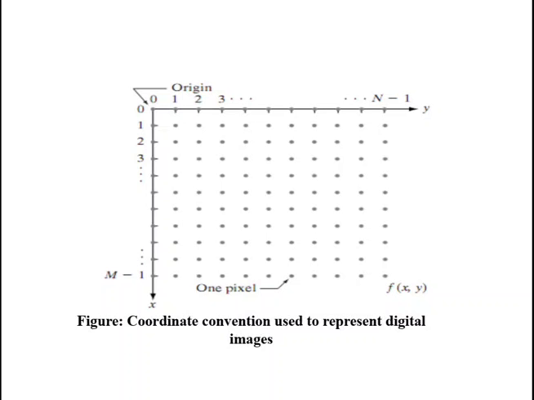In general, the value of the image at any coordinate x, y is denoted by f of x, y, where x and y are integers. The section of the real plane spanned by the coordinates of an image is called the spatial domain, with x and y being referred to as the spatial variables or the spatial coordinates.